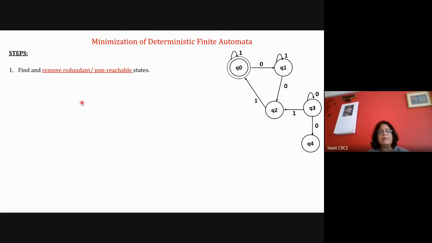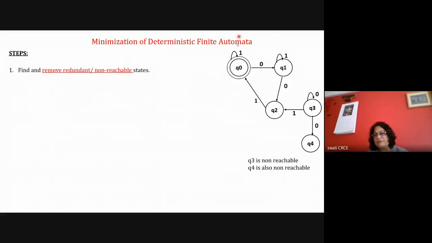So the first step is to remove the redundant state, where redundant means extra, a copy, or a non-reachable state. Redundant states or non-reachable states. Okay, so find them. The first step is to find out non-reachable states and then remove them. Non-reachable states are also called redundant states. So what is meant by a non-reachable state?